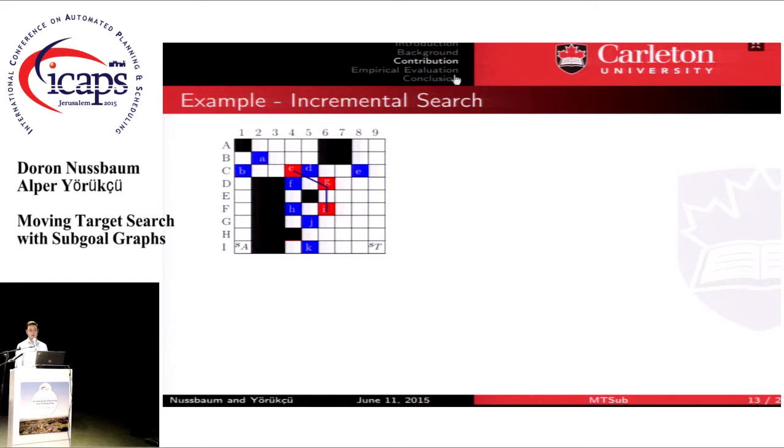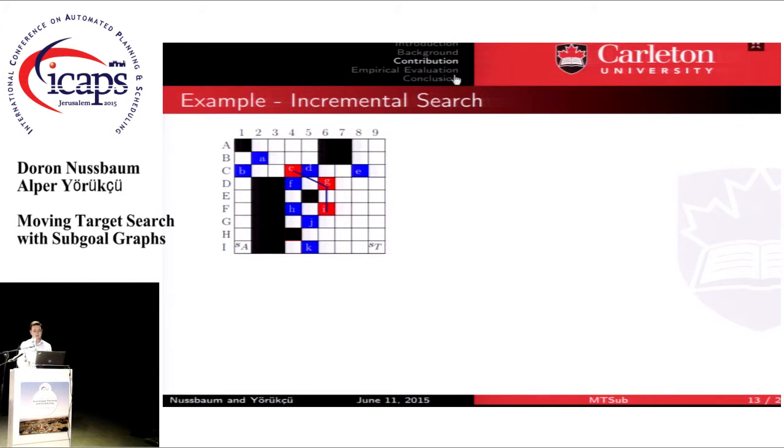Now I will try to explain our algorithm with a simple example. It shows the incremental search of our algorithm. Here we are seeing positions of agent and target indicated with SA and ST. And red grid cells indicate the global subgoals, which means the active subgoals of the two-level subgoal graph. And blue ones are the subgoals from the simple subgoal graph. They are not active yet.